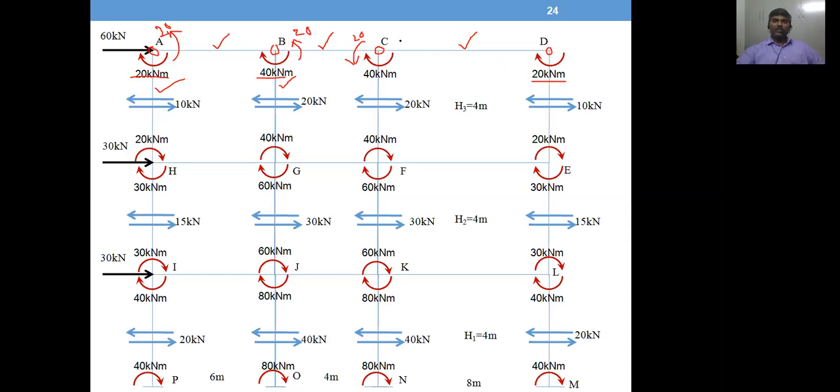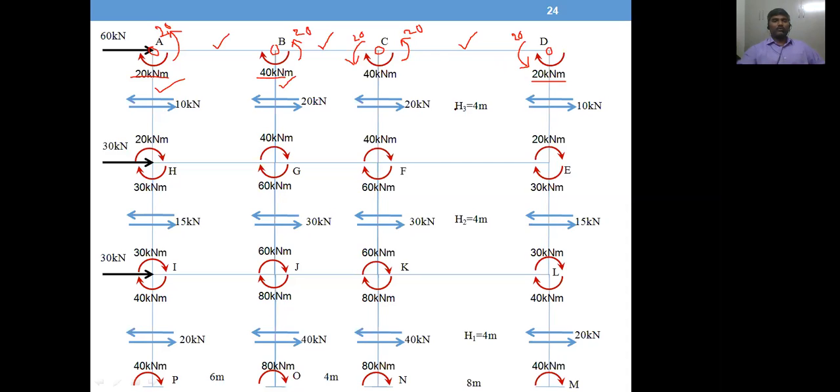So you see, all the beams have got same moment and same nature. So 20 anti-clockwise is beam moment. Okay, all the beams, top story beams have got same bending moment and same nature. So let's work out the next story beam.